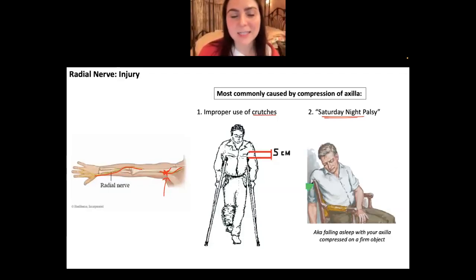But it doesn't have to be a chair. It can be anything. I've seen questions where someone doesn't come back drunk. It's just someone came back and, they do talk about falling asleep with their hand over the back of the chair, and then they woke up and had all these symptoms. But that's kind of the idea of Saturday Night Palsy: someone's drunk, they fall asleep in a chair, and now they have compression of their axilla, radial nerve.